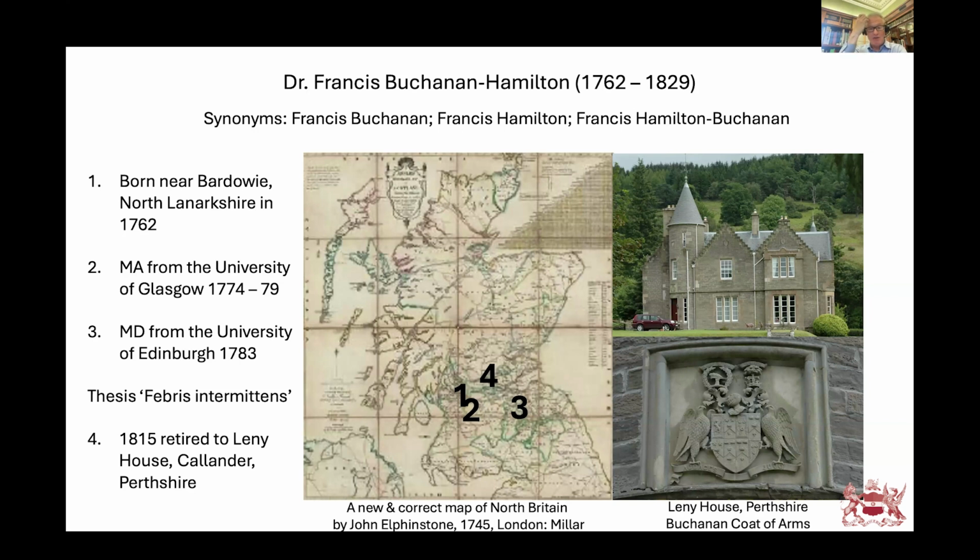After his time in India, he returned back to Scotland in 1815, and he retired to his father's estate at Leny, just near Callander. This is number 4 on here. And he stayed there for the rest of his life until 1829 when he died. It was about 1819 when he changed his name formally from Buchanan to Hamilton, and this was purely financial, in order to inherit his mother's estate. And since then, he's been variously called Francis Buchanan-Hamilton and Francis Hamilton, even within his family. So it is pretty confusing.